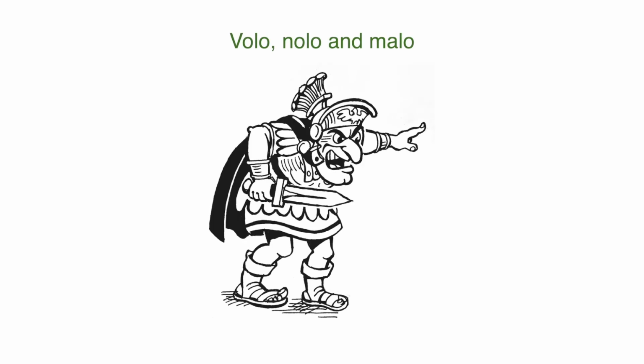Today we are going to be looking at 3 irregular verbs. They're all very similar, and they are volo, meaning I wish, nolo, meaning I do not wish, and malo, meaning I prefer. Now, you've learnt a few irregular verbs along the way, so you should be okay with this. As I say, all 3 are very similar.